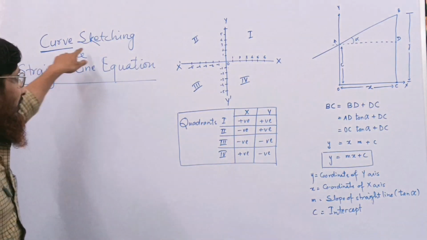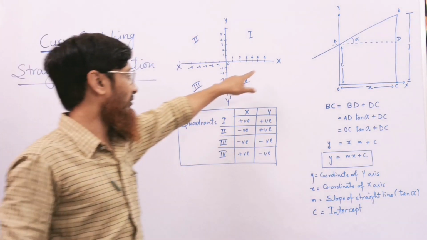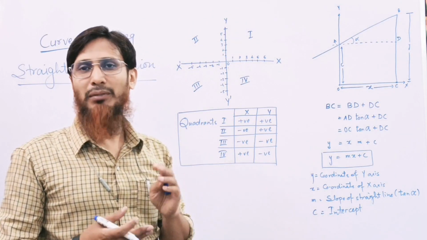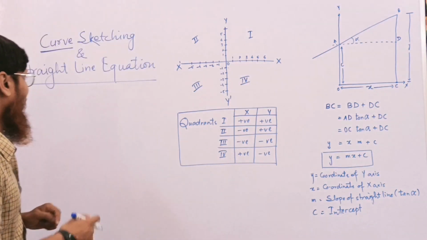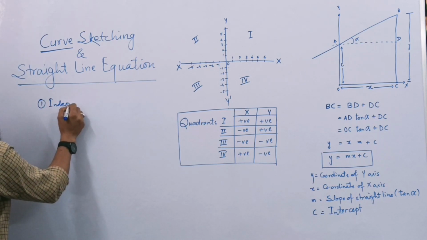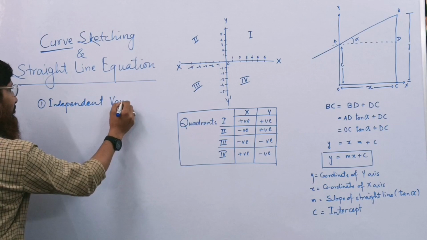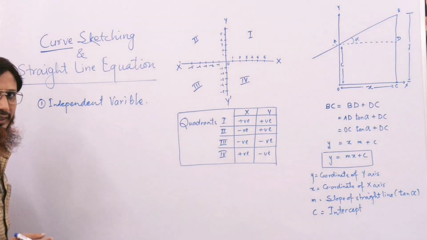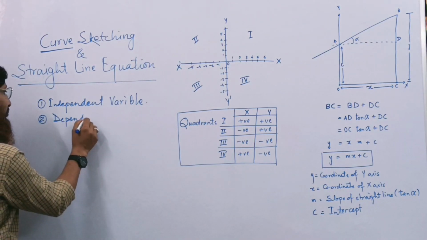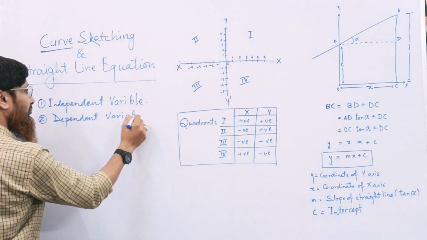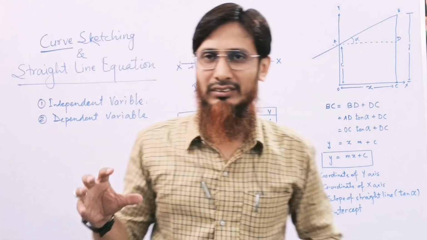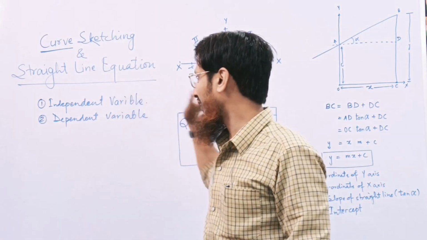Whenever we have to sketch a curve, we need two axes. One is the x-axis, the other is the y-axis, and both should be perpendicular to each other. Then we have two variables. One is the independent variable, whose value can be taken arbitrarily, and the other is the dependent variable. The dependent variable is the quantity which can be varied with the help of the independent variable.